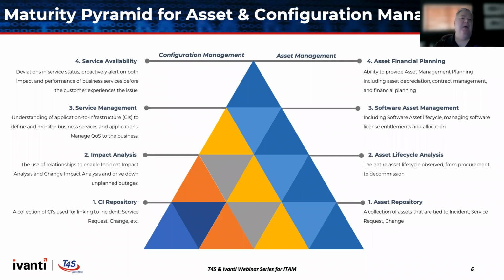But at the top level, from configuration management, this is where we move from service management, business service management, understanding your services and beginning to quantify and understand the relationships. We move into service availability. This is where we start to pull in significantly more information regarding how well we're delivering that service.